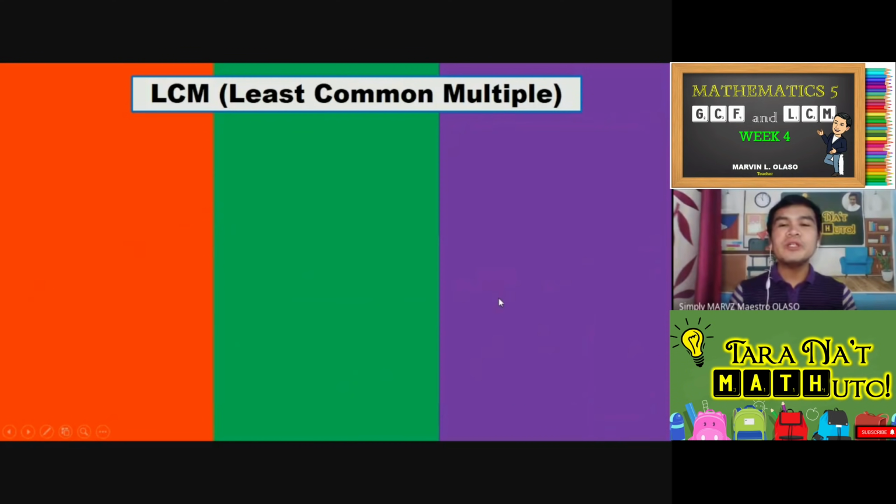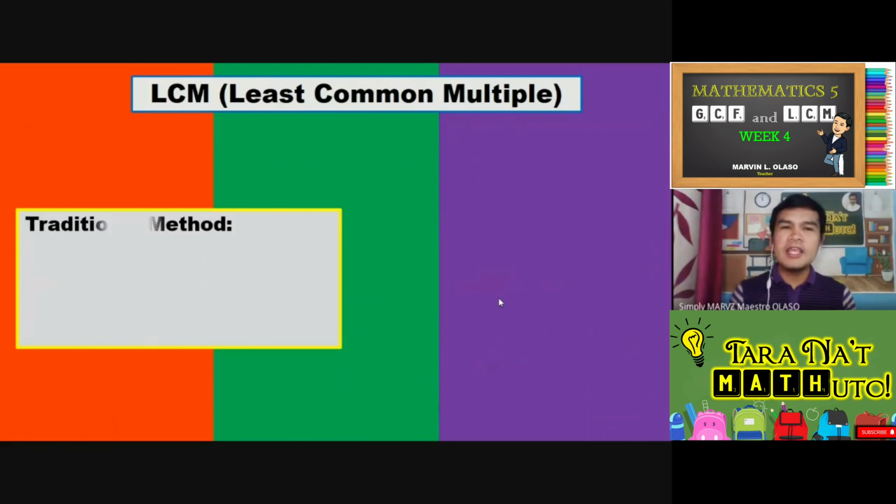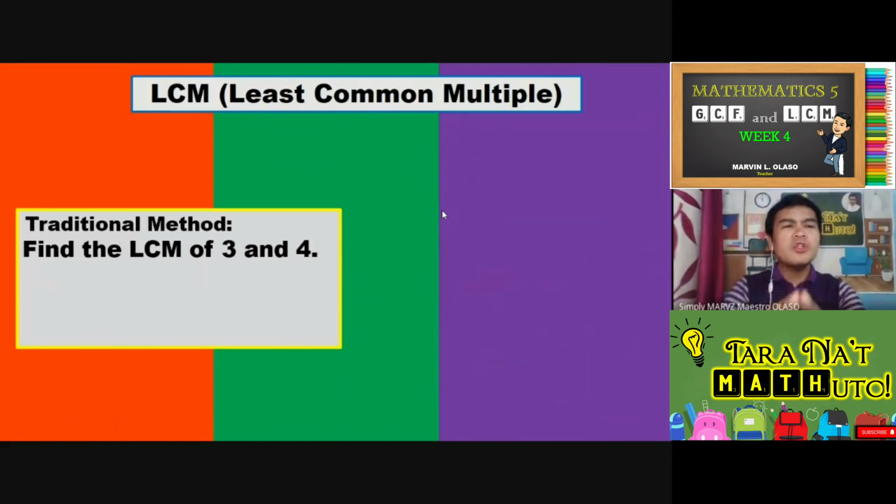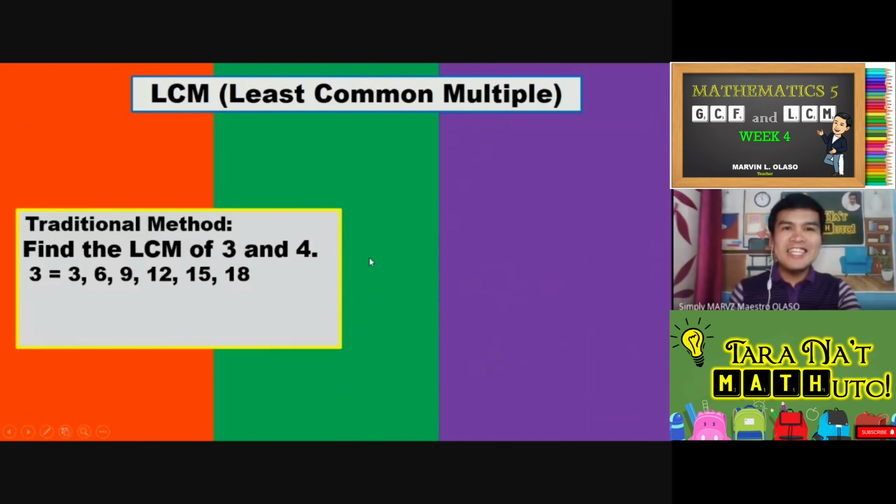Now, let's talk about now the least common multiple. Again, let's use traditional method or listing method in finding the LCM or least common multiple. For example, you need to find the LCM of 3 and 4. By using the listing method, so we are going to list down all the multiples of 3. Ano ba yun? Sabi na natin kanina. We have 3, 6, 9, 12, 15, and 18.